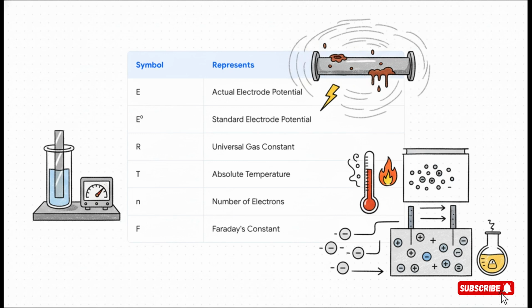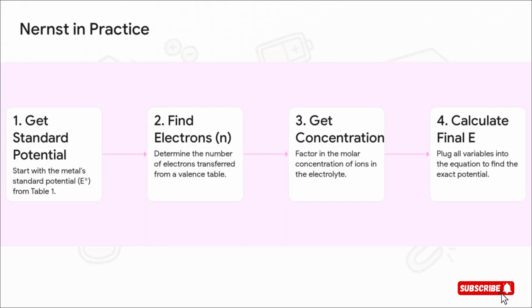R is a constant, and T is the absolute temperature. That right there tells us that temperature directly affects potential. N is the number of electrons being transferred in the reaction, basically the metal's valence. F is just another constant, Faraday's constant. And that last part, with the A values, accounts for the concentration or activity of the ions in whatever solution we're in. So in short, the equation takes a lab value and then systematically adjusts it for the real-world temperature and chemistry.